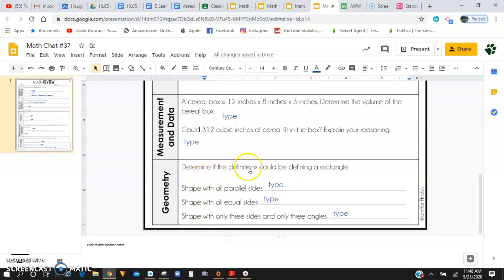Lastly, geometry. You need to determine if the definitions could be defining a rectangle. Shape with all parallel sides. Is that true? Shape of all equal sides, true or false? Shape with only 3 sides and only 3 angles. Could all of these be defining a rectangle, yes or no?